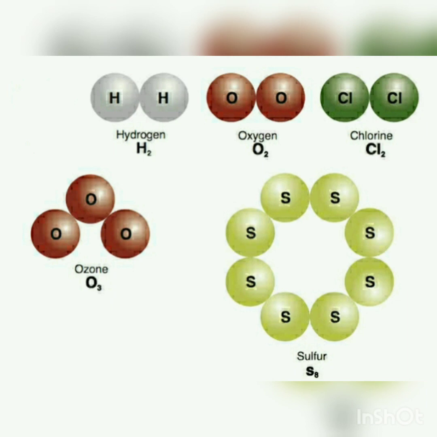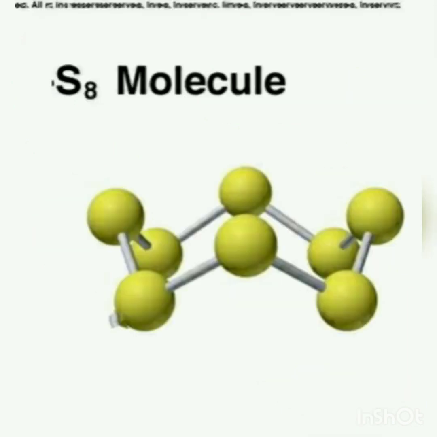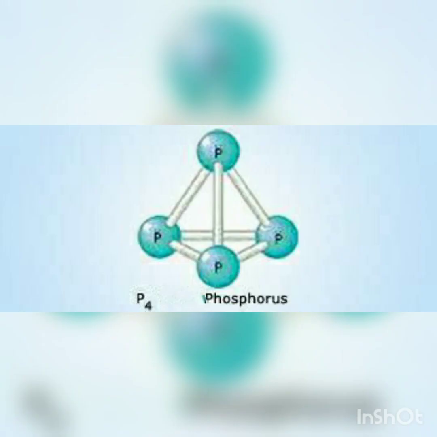A few more examples are a molecule of ozone and a molecule of sulfur. One molecule of sulfur has 8 atoms of sulfur bonded together. Then a molecule of phosphorus: one molecule of phosphorus has 4 atoms of phosphorus bonded together.